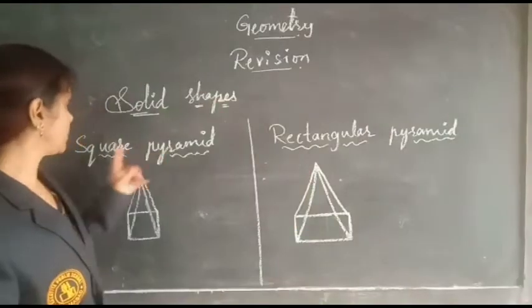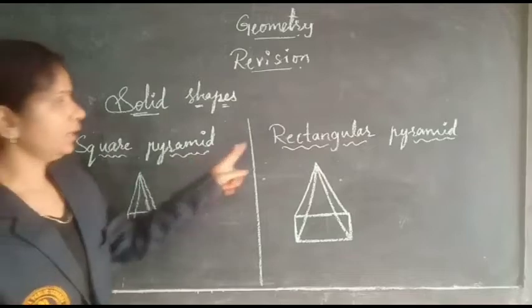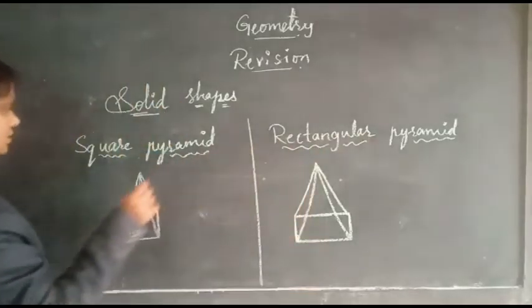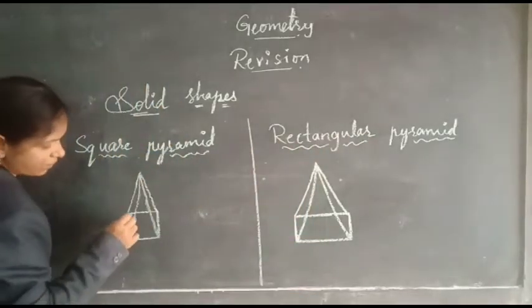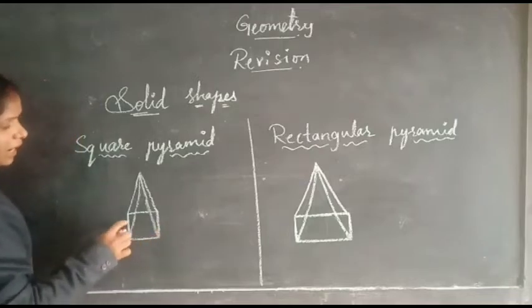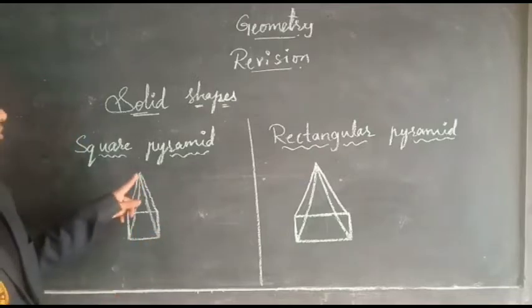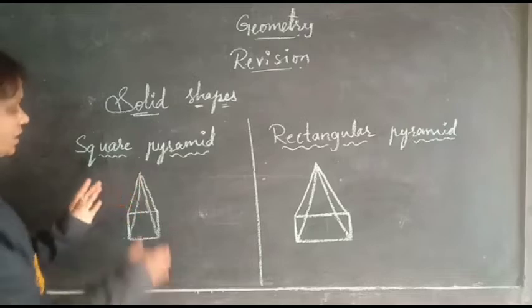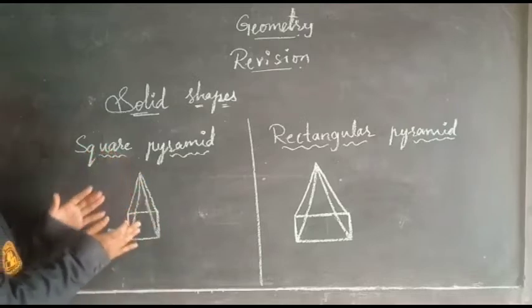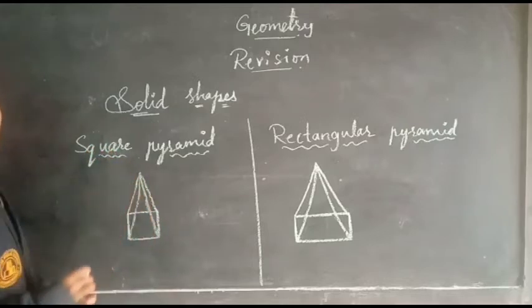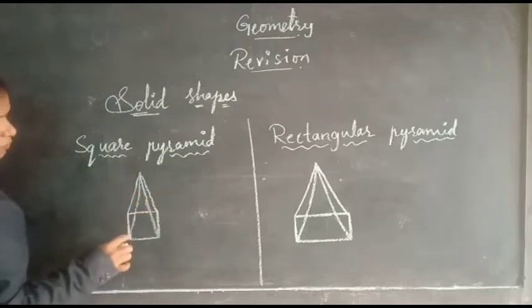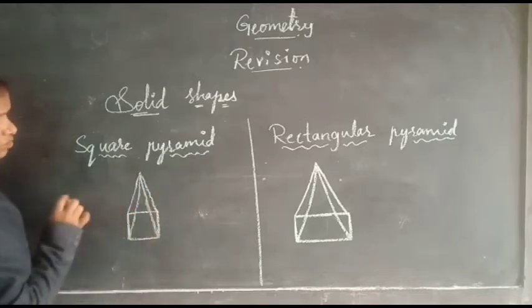Next, solid shapes: square pyramid and rectangular pyramid. Here you see a square pyramid. The base is in the square shape, and for a pyramid, at the top the side flat faces should meet at one tip. So it is a square pyramid.